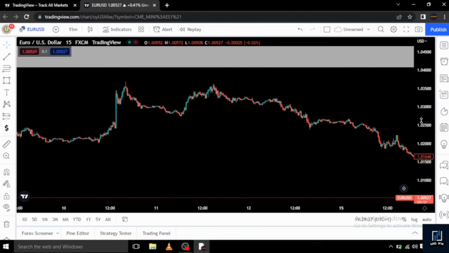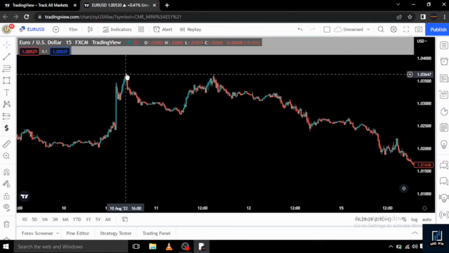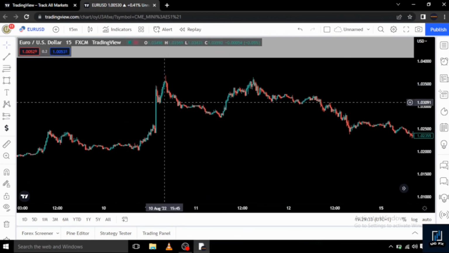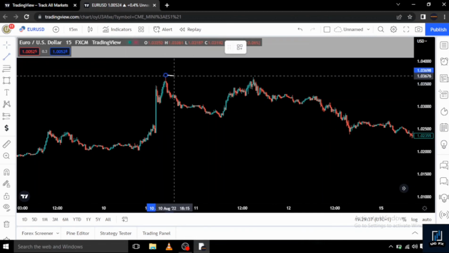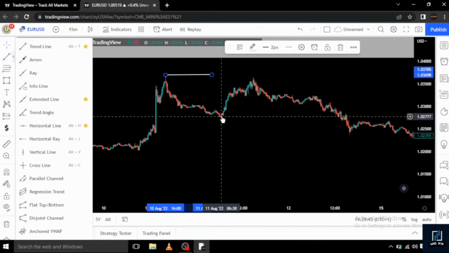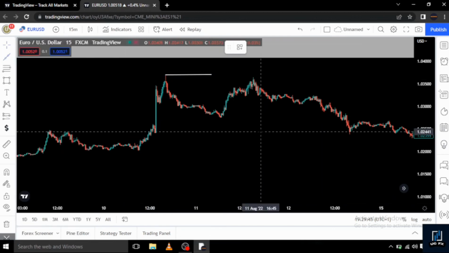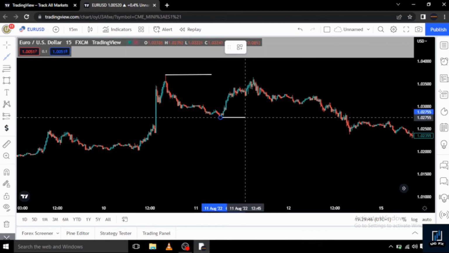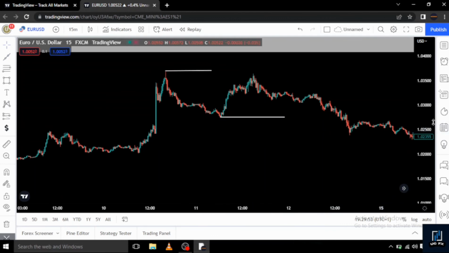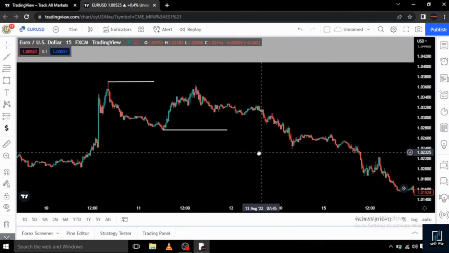So remember, we have price already at our discount level, filling up our inefficiency. We need to wait for price to take out the highs, then take out the lows. This is the last range that we had here. You should be waiting for price to take out the lows and then give you a return to a lower time frame order block, just like we do for our lower time frame confirmation.